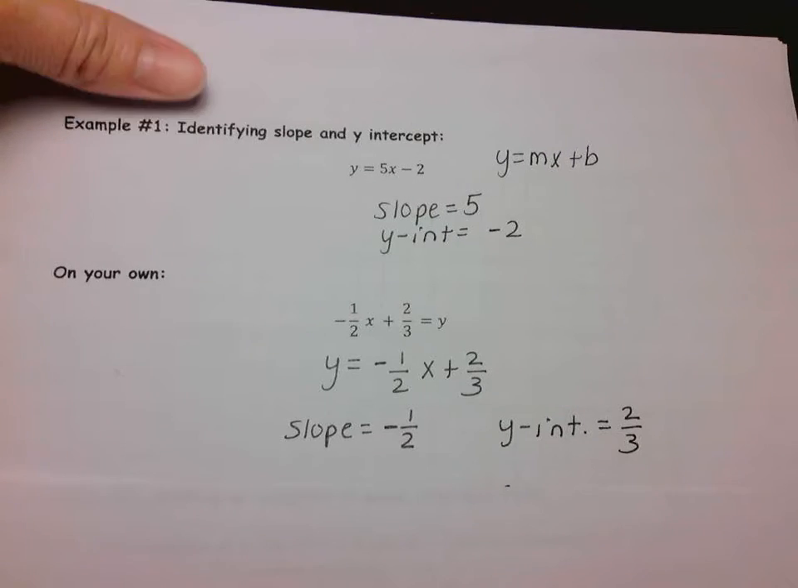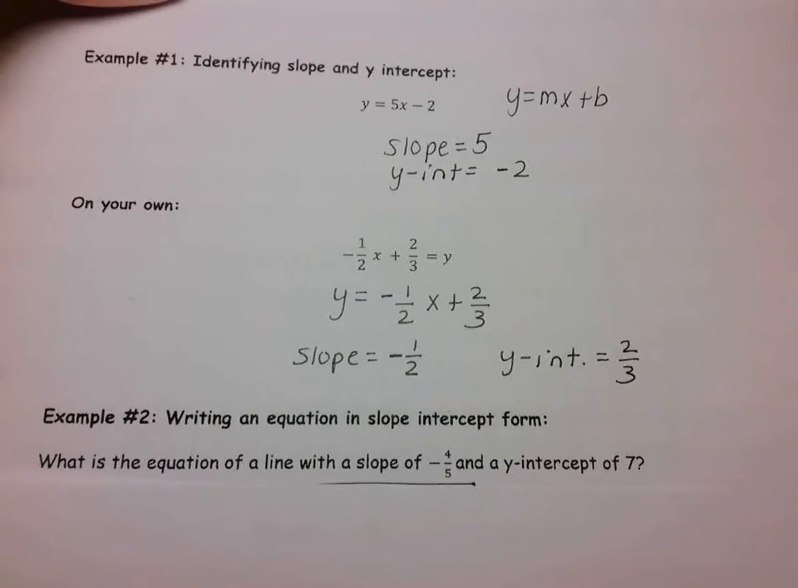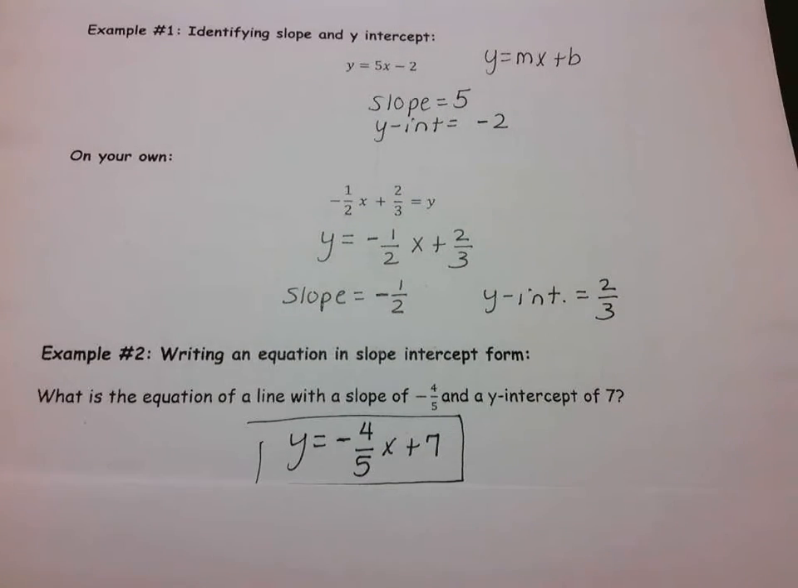So let's look at the next example. We're doing the same thing except we're going the other way. We're given the slope and we're given the y-intercept, and now we need to create the equation. So it says, what is the equation of a line with a slope of -4/5 and a y-intercept of 7? And there's your answer. There's the equation. So go ahead and hit pause and work out the next one.